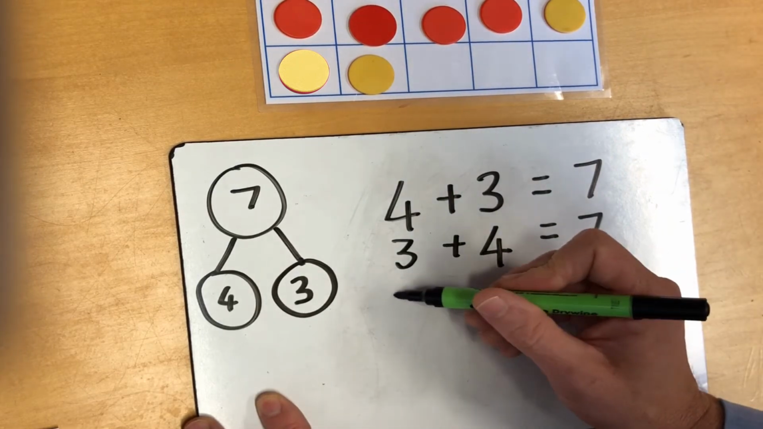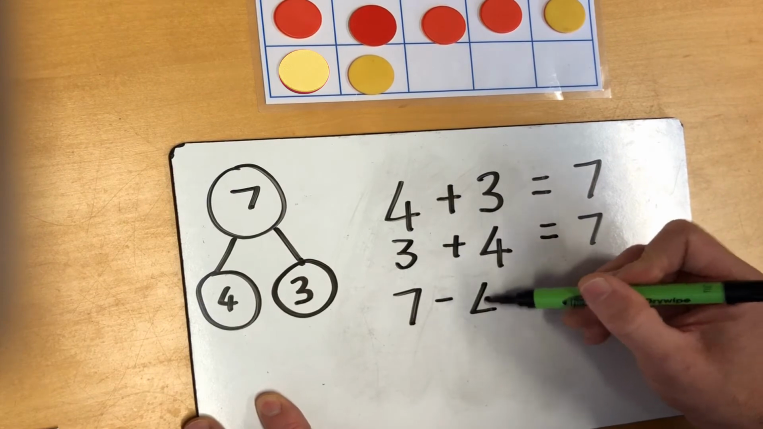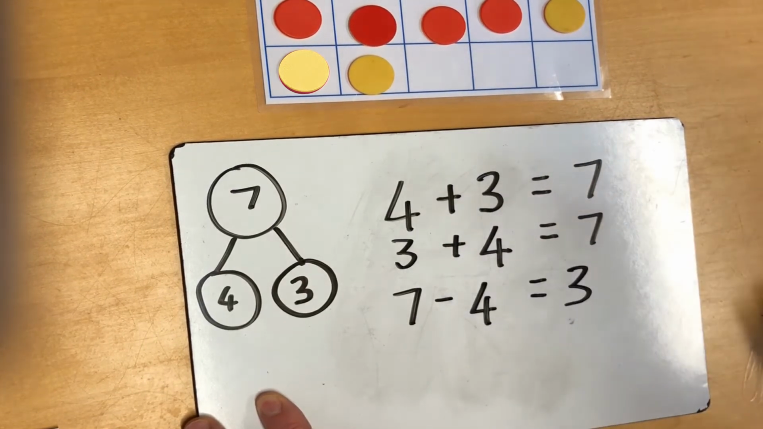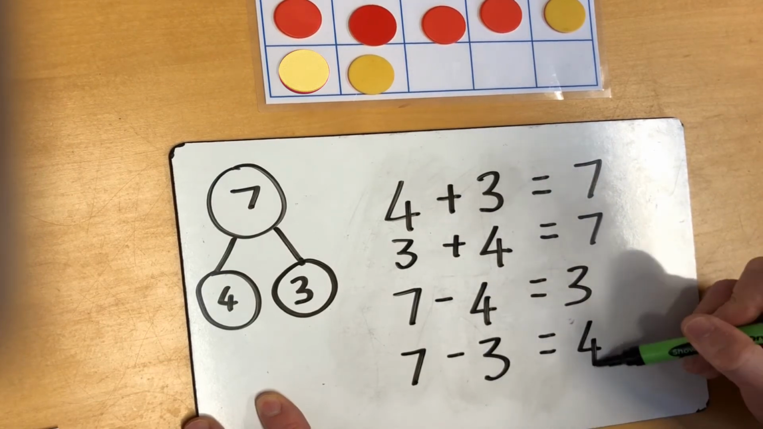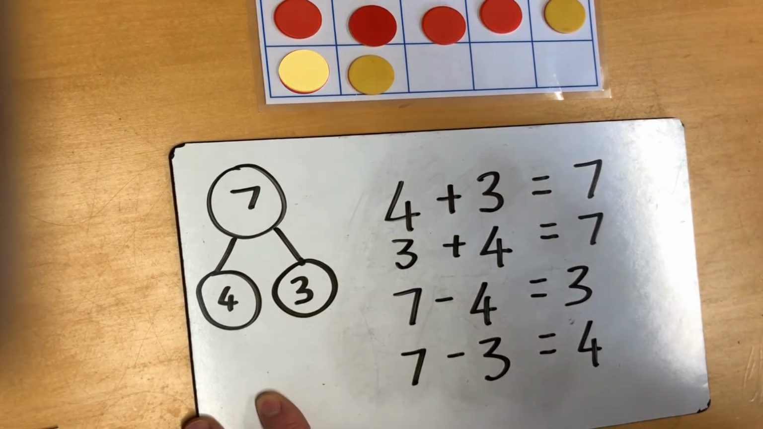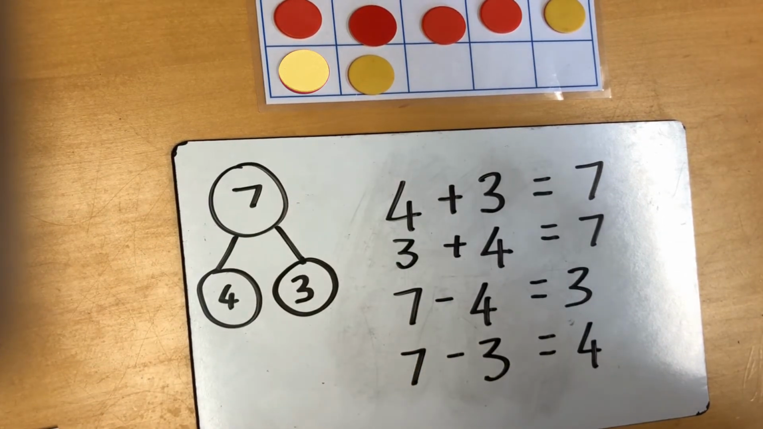We could also have 2 subtraction number sentences. 7 take away 4 is 3. And also 7 take away 3 equals 4. So those are the fact families for 4 and 3, the number bonds to 7.